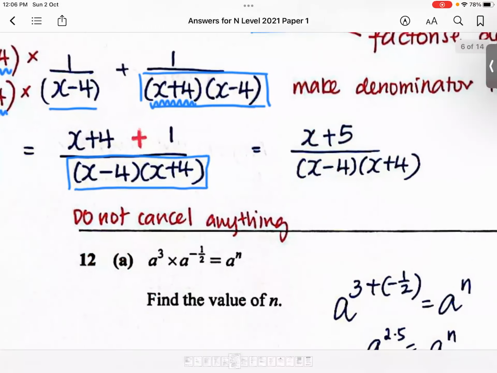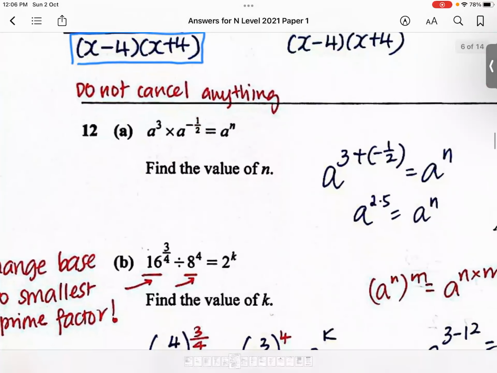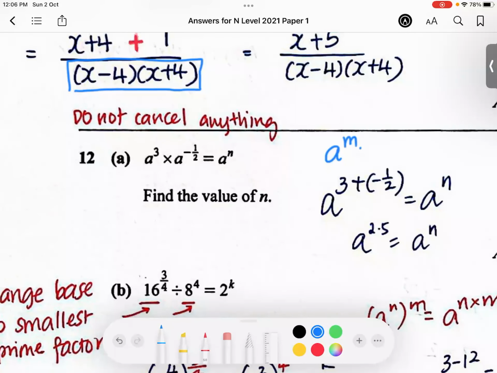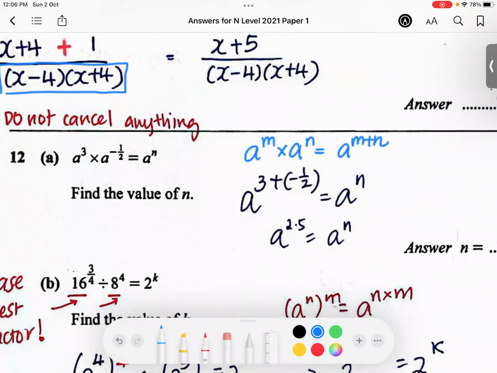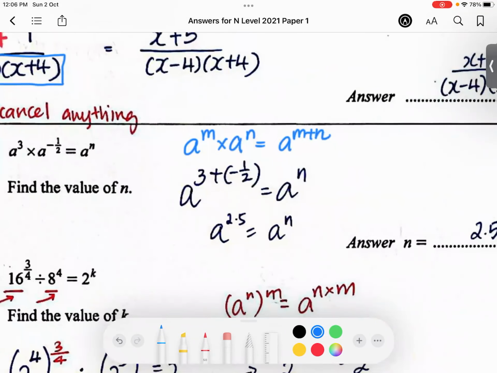Next question on indices. So we just need to recap the formula. When you have multiplication, a to the power of m times a to the power of n, the powers add together. Right, so in this case, we have a to the power of 3 plus negative half, equals a to the power of n.